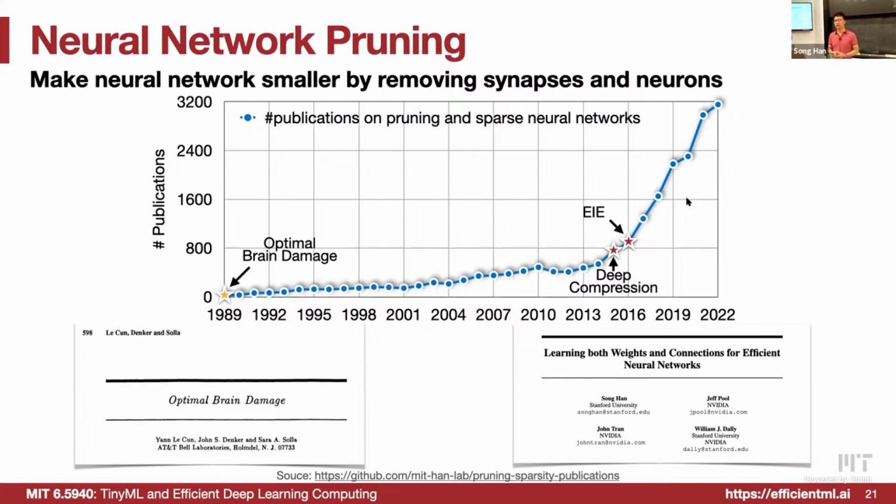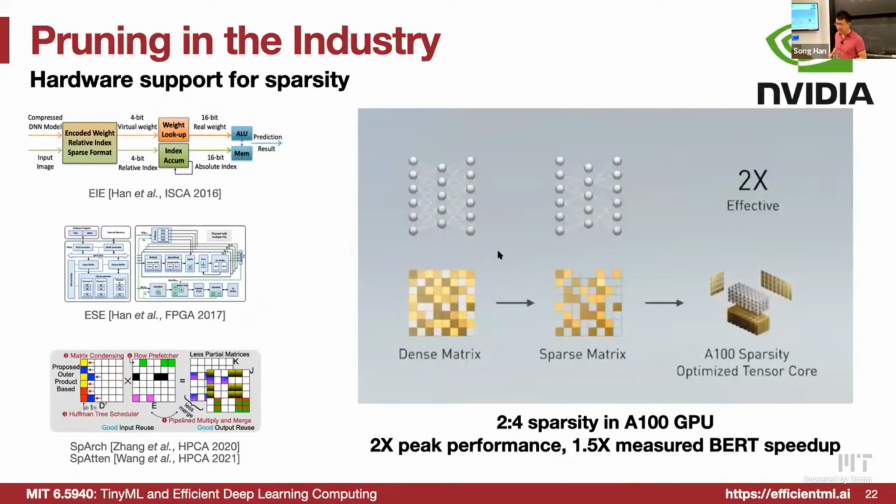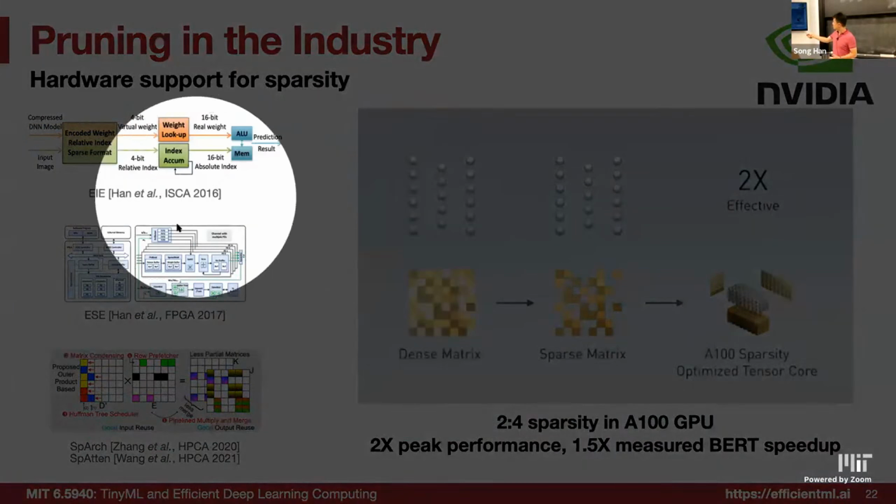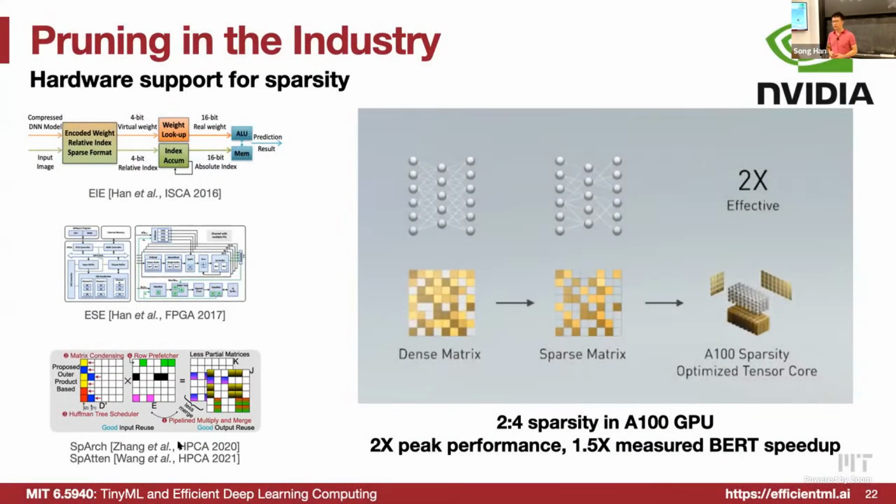sparse and compressed model. In recent years, the number of publications per year is surging very fast. And this has been adopted in industry, like pruning in industry. Left-hand side are the papers I published, the first two during my PhD and the last two when I was at MIT, about how to build specialized accelerators to accelerate matrix multiplication and different workloads.